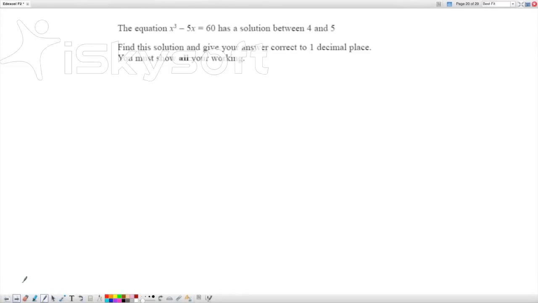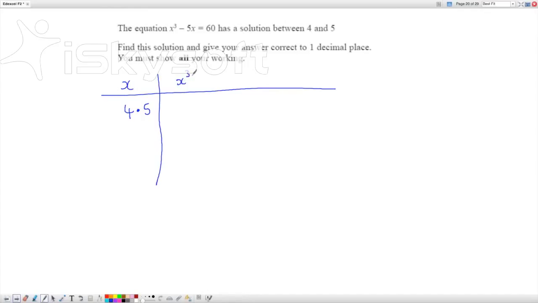This question, we're given an equation x cubed minus 5x equals 60. We're told that the solution is somewhere between 4 and 5, and we're going to find the solution. So here we are going to use trial and improvement. We make a little table to show all of our working out. Firstly, we take our value for x, and we start with somewhere between 4 and 5. 4.5 would be a suitable starting point.